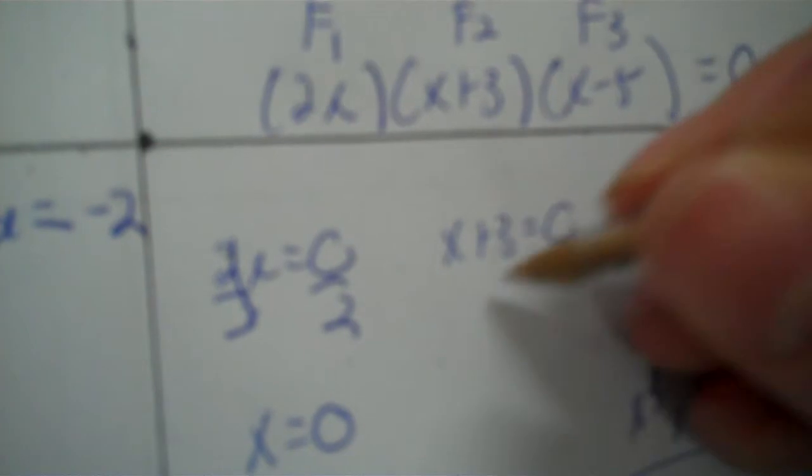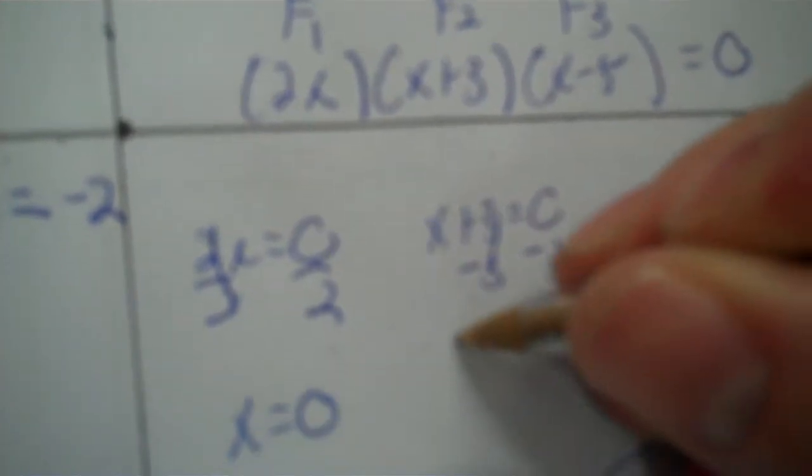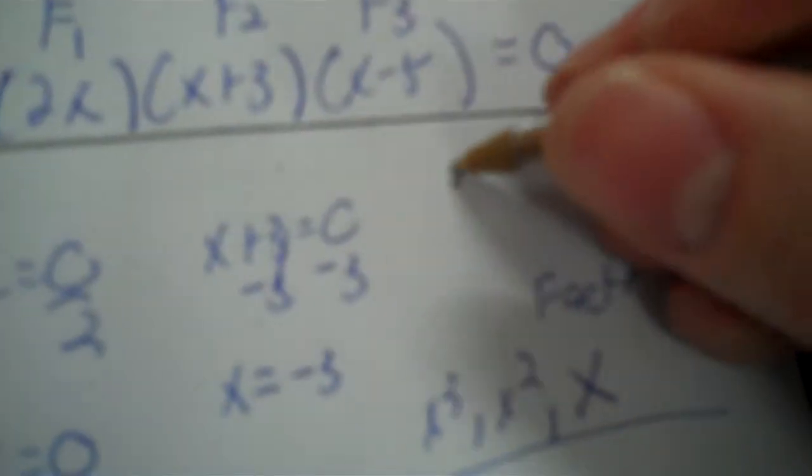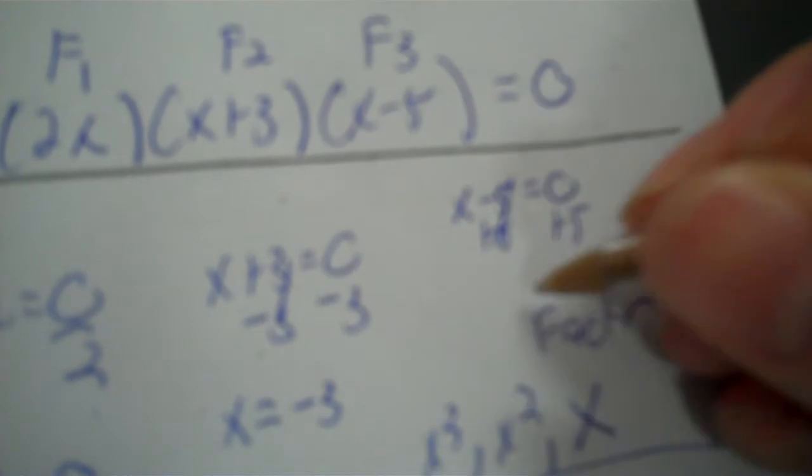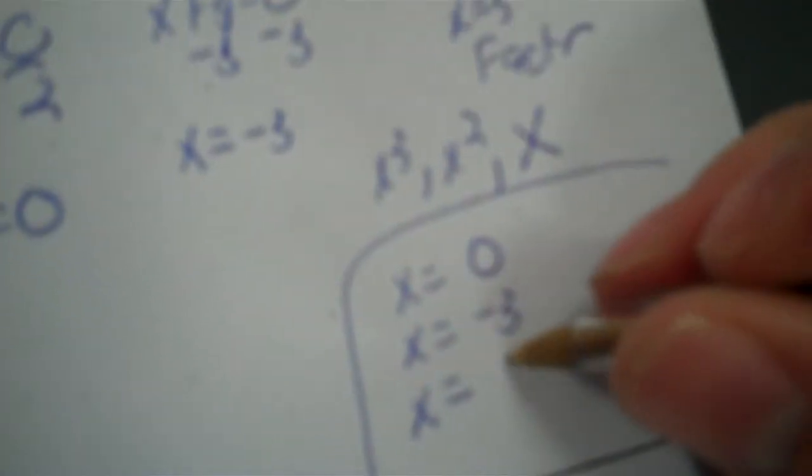So you would divide by 2 and get 0. X plus 3 is 0, so I would subtract 3, and that would be negative 3. And then x minus 5 could equal 0. I would add 5, and that would be positive 5. Okay. Next problem, 3 left.